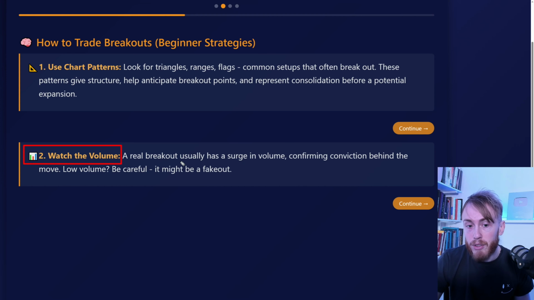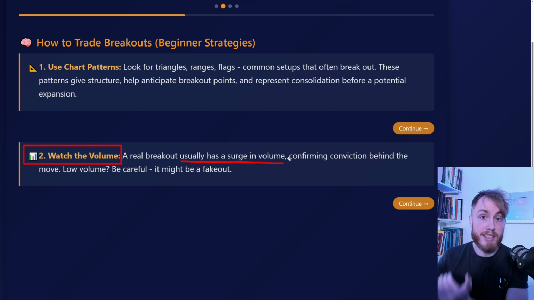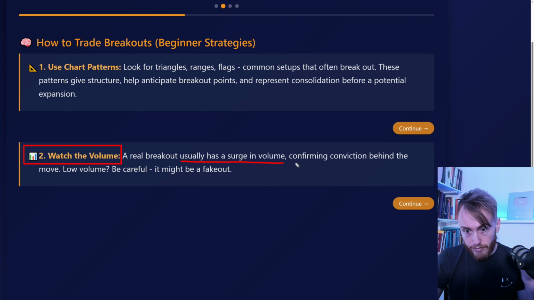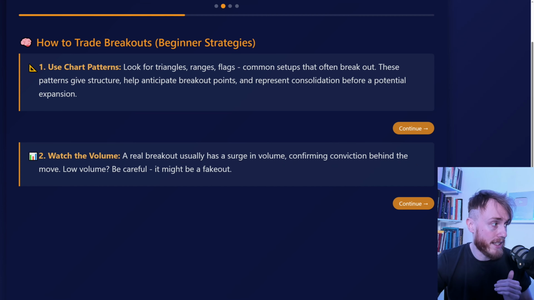A real breakout usually has a surge in volume, so an increase in volume. You can think about it as the relative volume. So we want an increase in volume, and this increase in volume confirms conviction behind the move. If we have low volume, it's usually a sign to be careful.